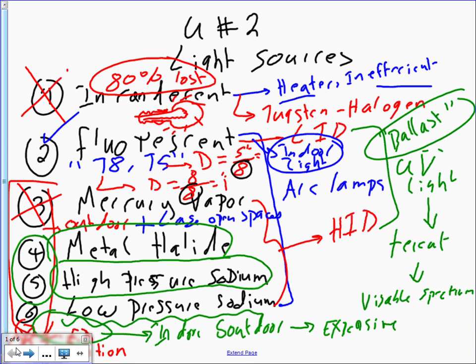If you go to mercury, after 24,000 hours it will maintain only 40% of its lumens. So which one is the best? Metal halide and high pressure sodium. High pressure sodium maintains 60%. Anyway, all these curves, guys, are to convince you that high pressure sodium is better than metal halide, and metal halide is better than mercury. Okay, so that's that one.